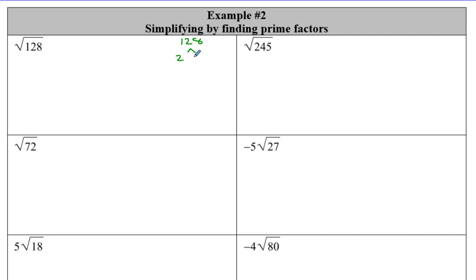Half of 128, I believe, is 64. And then 64 is the same as 2 and 32. 32 is 2 and 16. 16 is 2 and 8. 8 is 2 and 4. And 4 is 2 and 2. All right, that's kind of long. But remember, we are using all of these side values here.